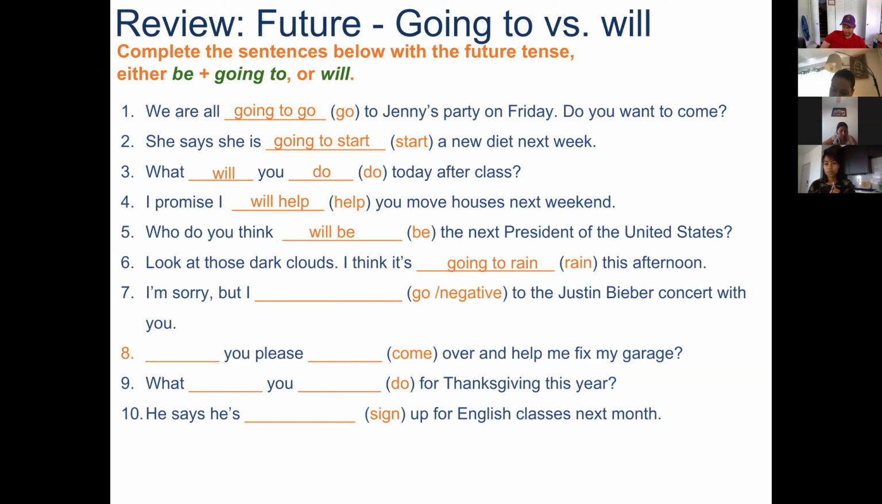Who's next? Norma? I'm sorry, but I want Pete to the Justin Bieber concert. So with the you, the verb is go. I won't go. I will not go or I won't go. Do you understand? Yeah.